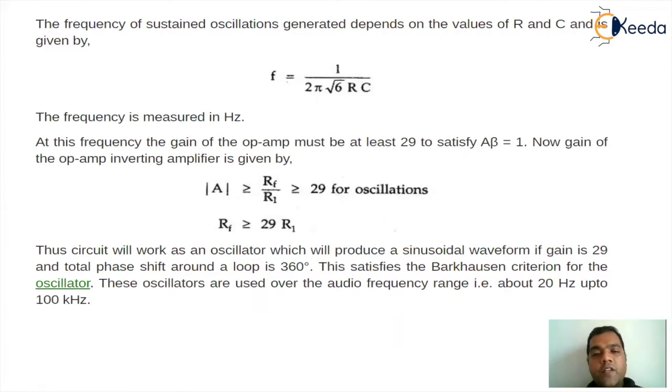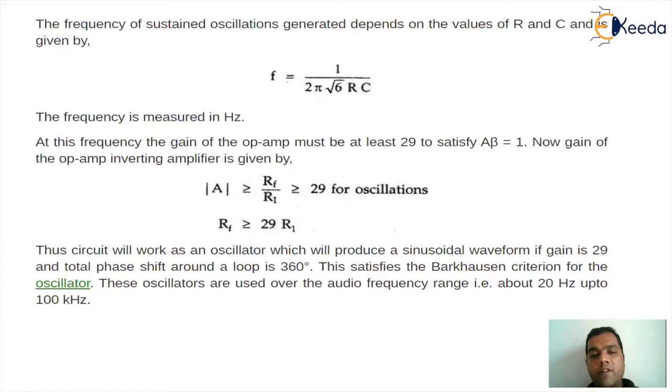The frequency of sustained oscillation under this concept of RC phase shift oscillator using op-amp will give us a value of 1 by 2 pi RC root of 6. So when I talk about the magnitude of the gain, it will be RF by R1, which will be equal to 29. So RF should be 29 times R1, and the gain of the feedback section, that will be the beta factor, that beta factor will be equal to 1 by 29.